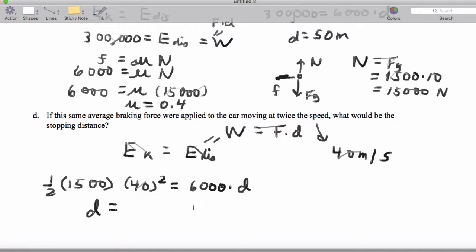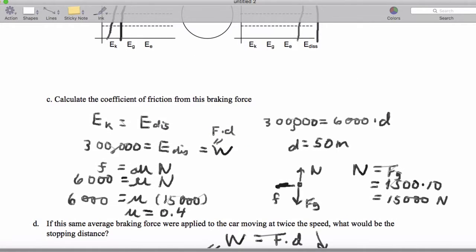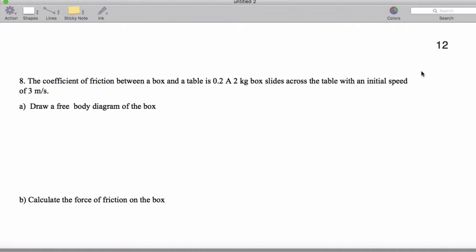We're getting, yep, D is 200 meters. All right. And then the last question.